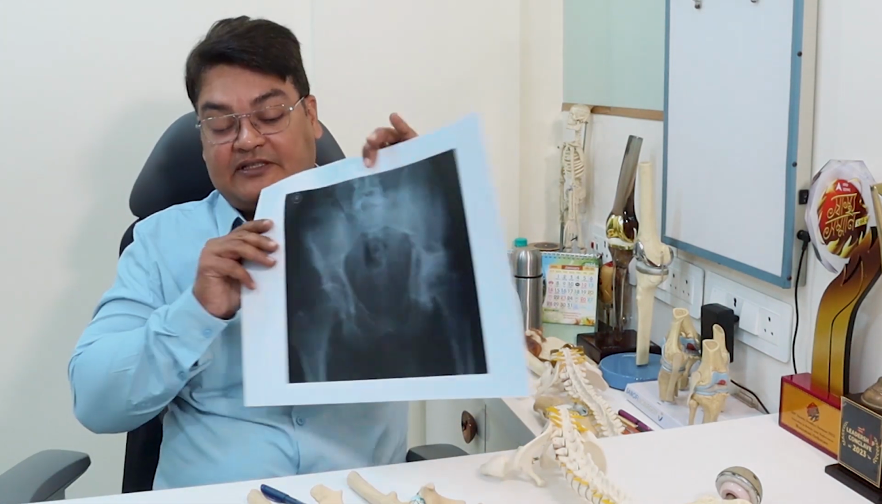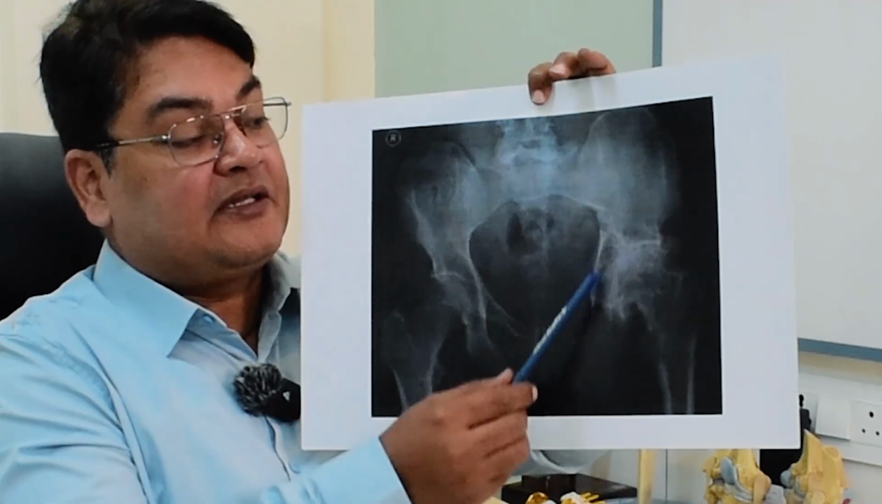For initial diagnosis, we do an X-ray in which we can see the changes of hip arthritis. If we want to diagnose in very early stages, we need to do an MRI, and in the MRI we can make out what the issues in the hip joint are. And of course clinical examination is most important. A good doctor can make out clinically what the problem is.